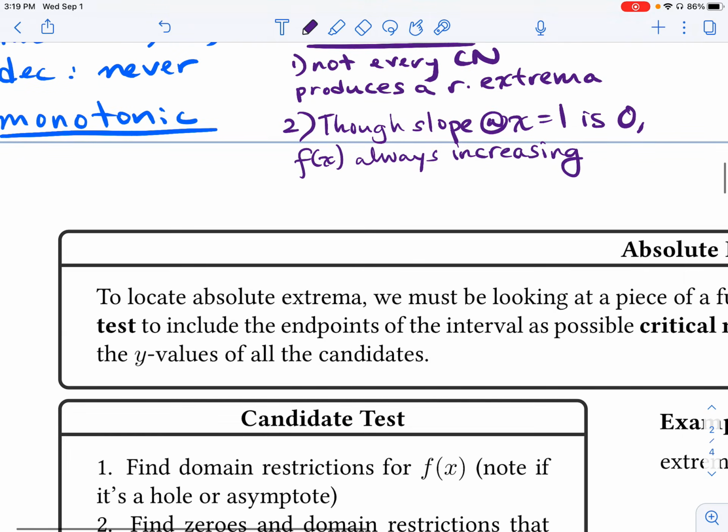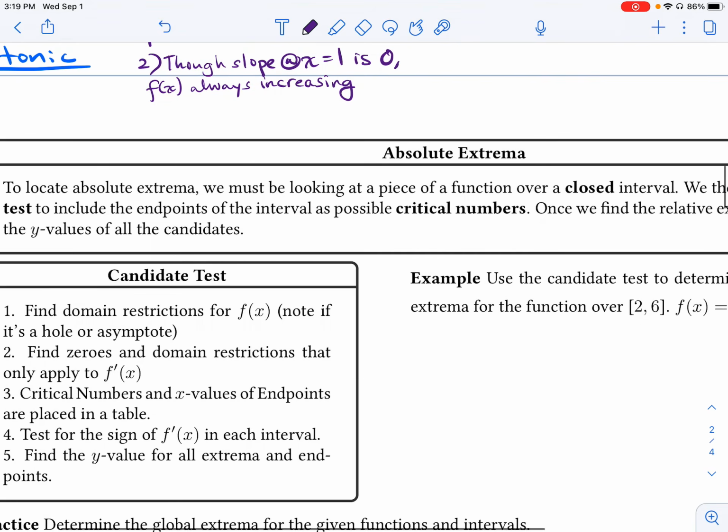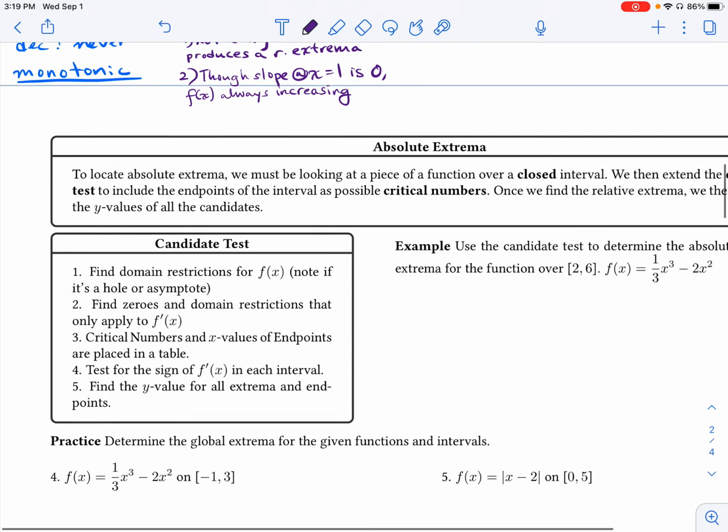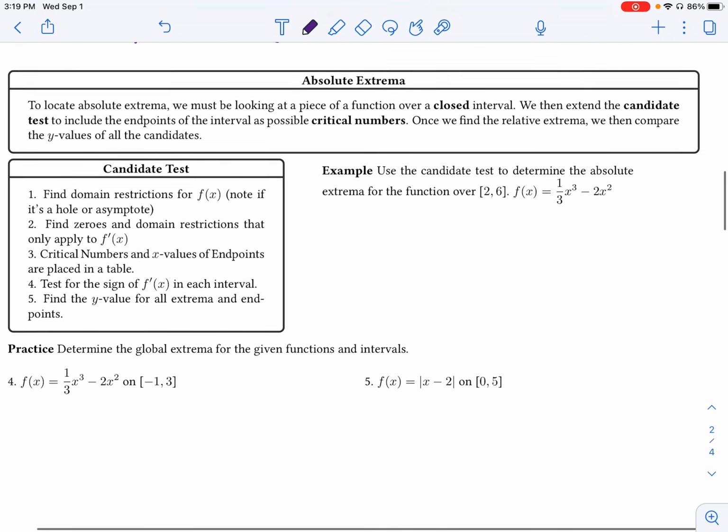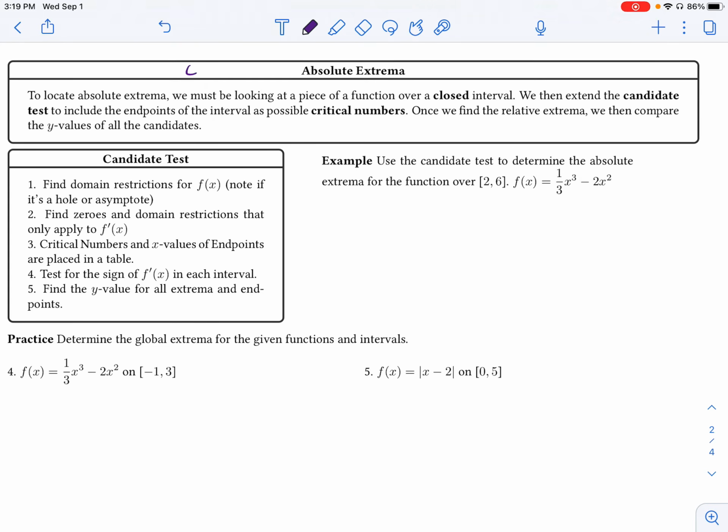So with that said, let's actually move on to talking about, excuse me, absolute extrema. And another name for absolute extrema is global extrema as well, right? So the idea behind global extrema is essentially all we're doing now is we're extending our first derivative test to something called the candidate test. That is to say, we can now include endpoints.